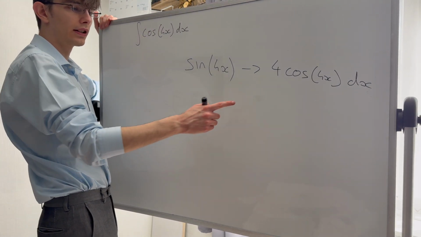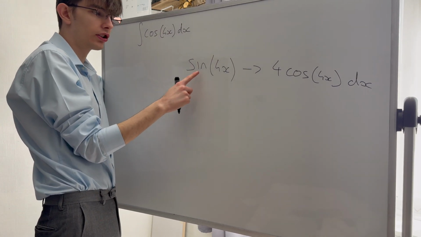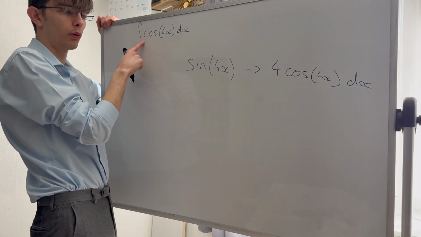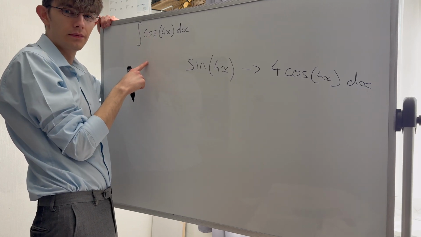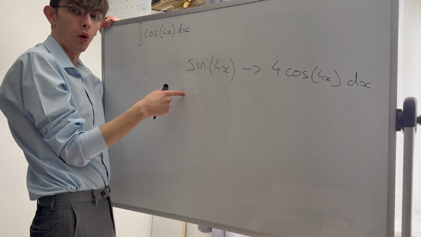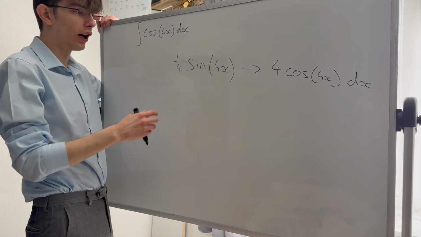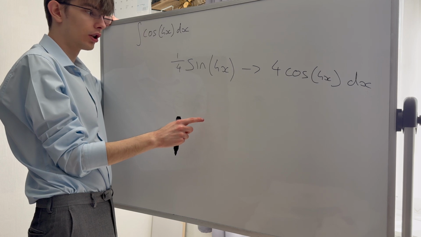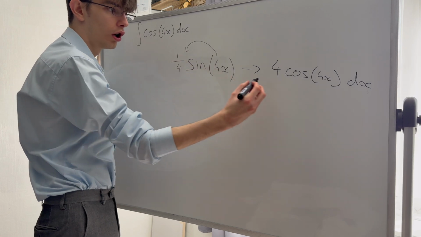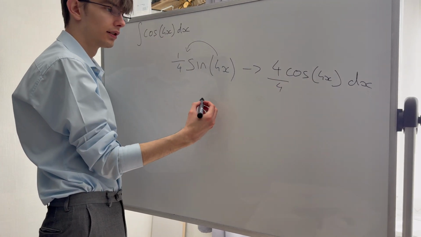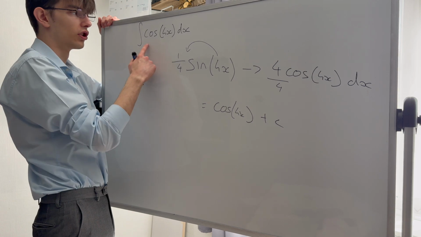And this is slightly more annoying because I've got a 4 here, and I don't have a 4 here. So the answer can't be sine of 4x, because then my initial starting point would have been 4 cos of 4x, but it's not. That 4 has disappeared. So how can I get rid of that 4? The answer is I can divide it before I even start. If I start off with a quarter of sine of 4x, when I differentiate this and I bring this 4 outside, that'll be 4 over 4 cos 4x, which is just cos of 4x plus c, which is my answer.